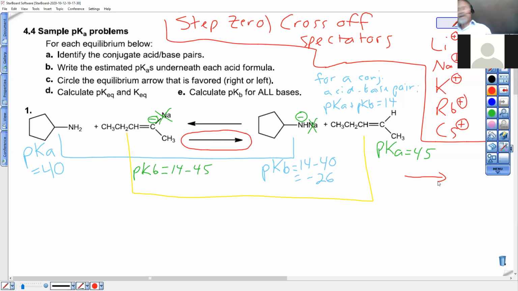I'm just going to write it this way. Always circle the arrow that points to the bigger pKa. That's great to memorize. It's better to understand.